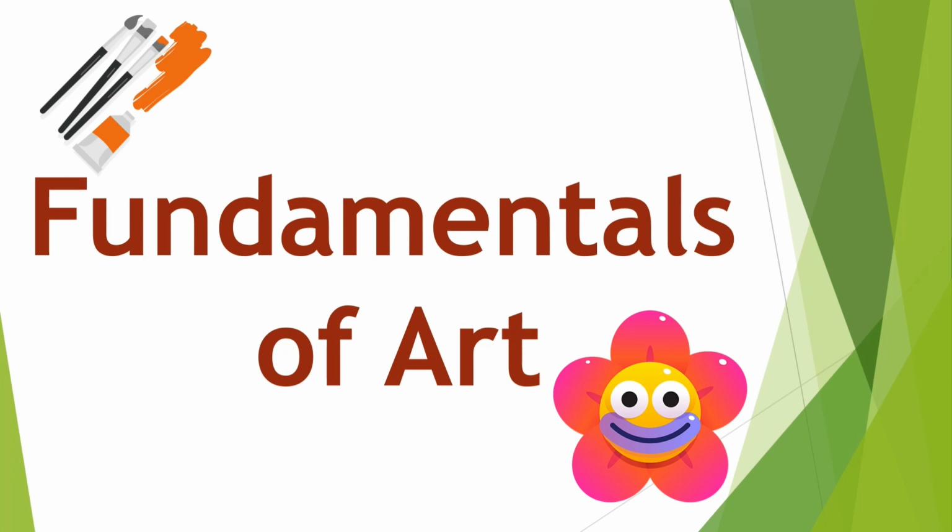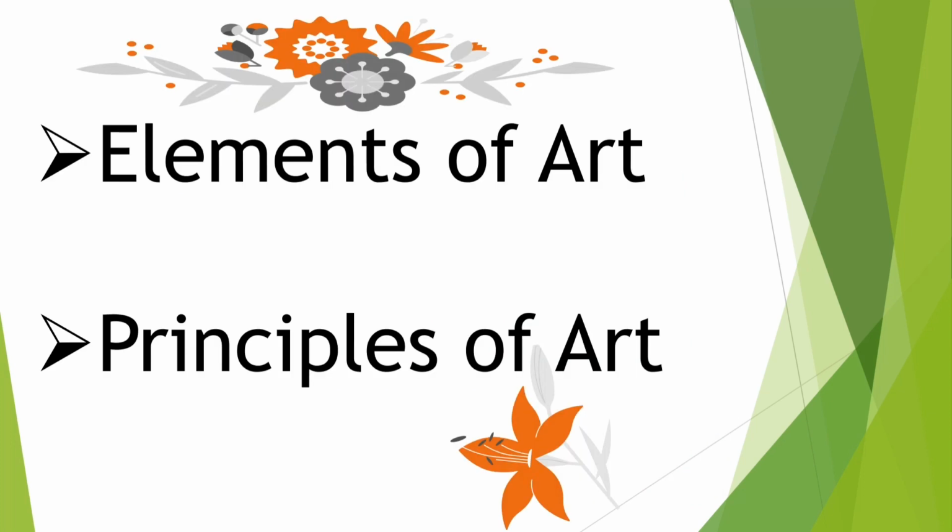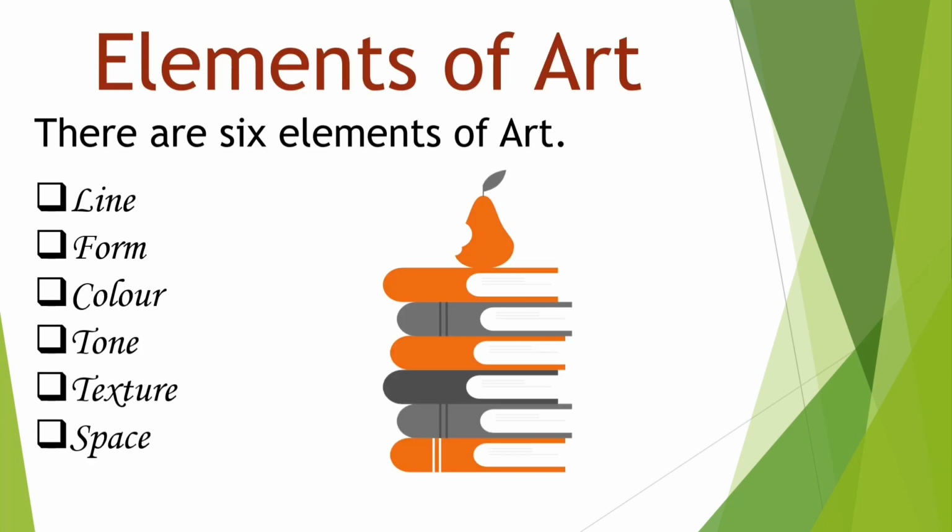Today we are going to discuss the fundamentals of art. Basically, we will be discussing two types of fundamentals of art. The first one is elements of art and the second one is principles of art. So moving forward to elements of art, there are basically 6 elements of art: line, form, color, tone, texture, and the last one is space. So we will be discussing all types of elements in detail.